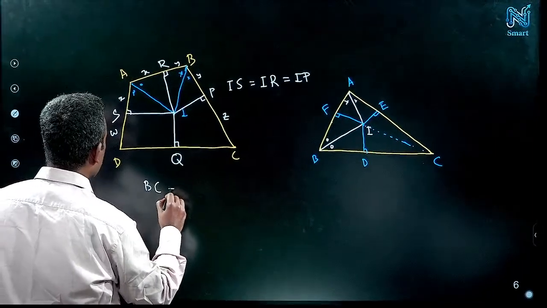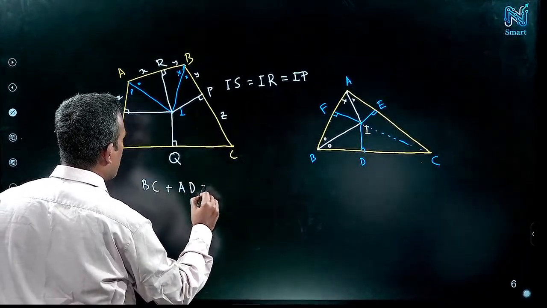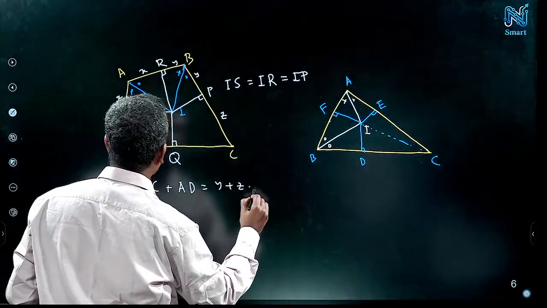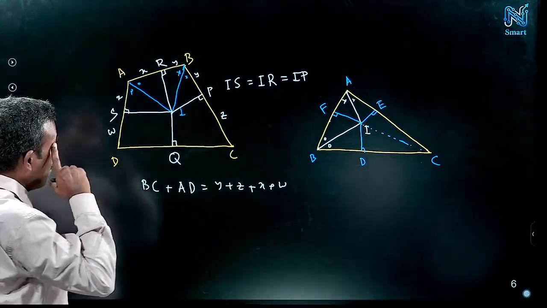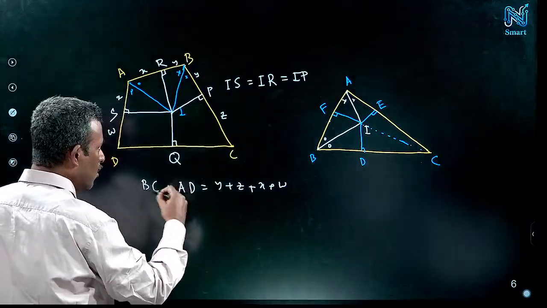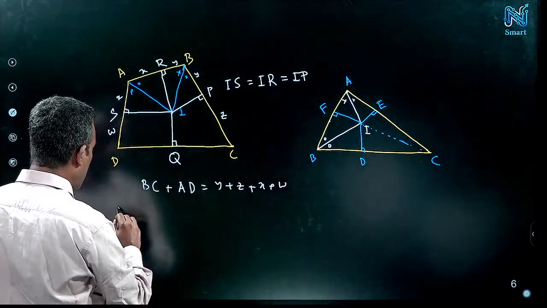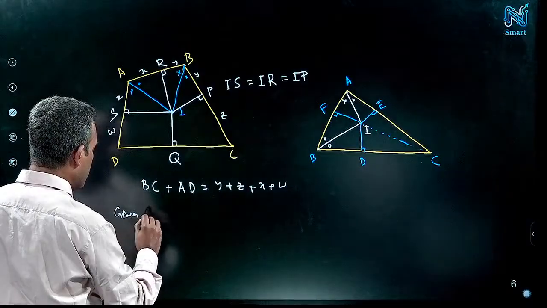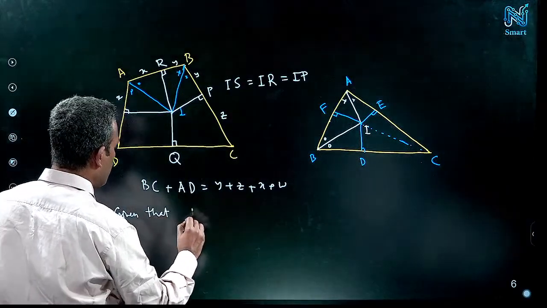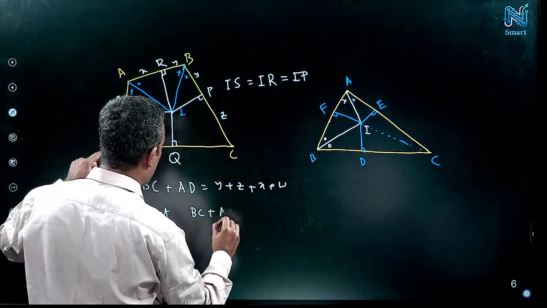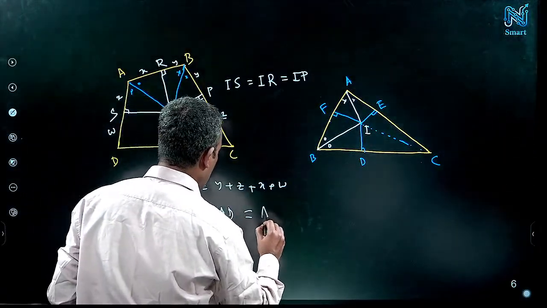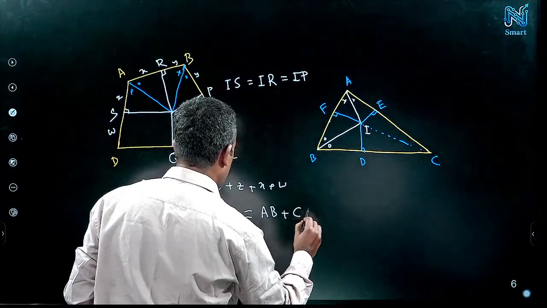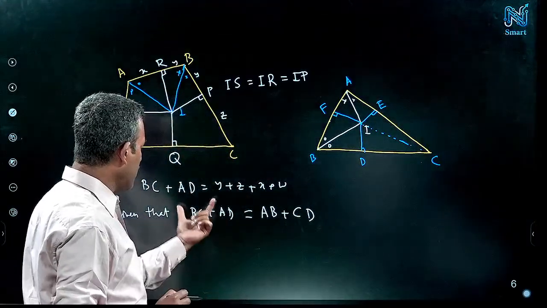BC plus AD is y plus z plus x plus w. We know this already from the picture. And given that BC plus AD is the same as AB plus CD. Now BC plus AD is this.